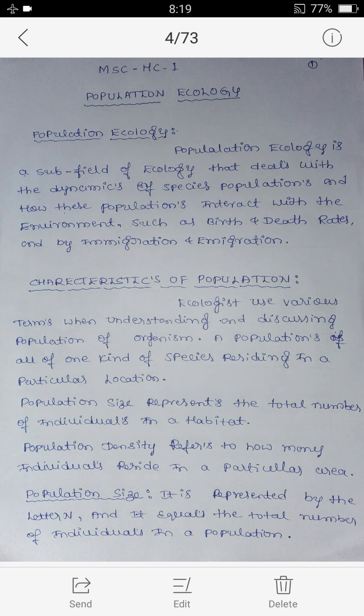Next one is characteristics of population. Ecologists use various terms when understanding and discussing population of organism. A population is all of one kind of species residing in a particular location.